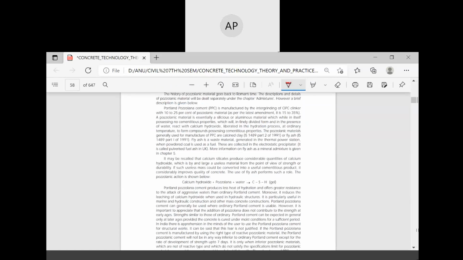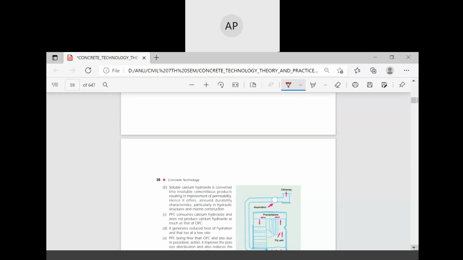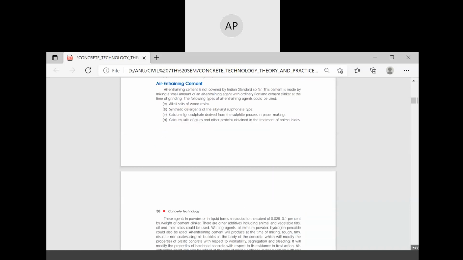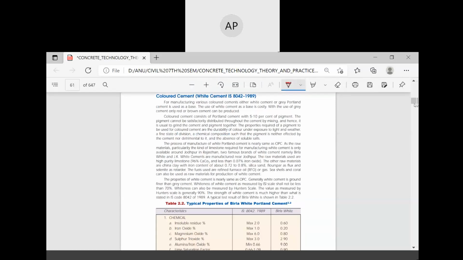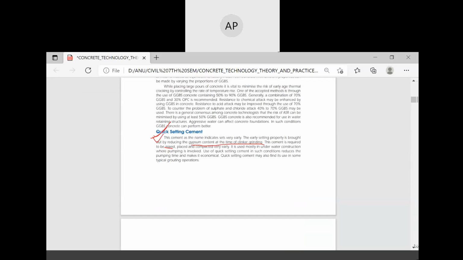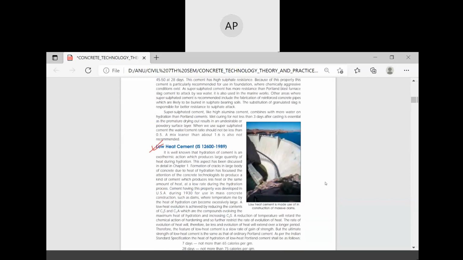I will share these notes with you. Next we will go for different types of cement. In the next class we will discuss rapid hardening and low heat cement.